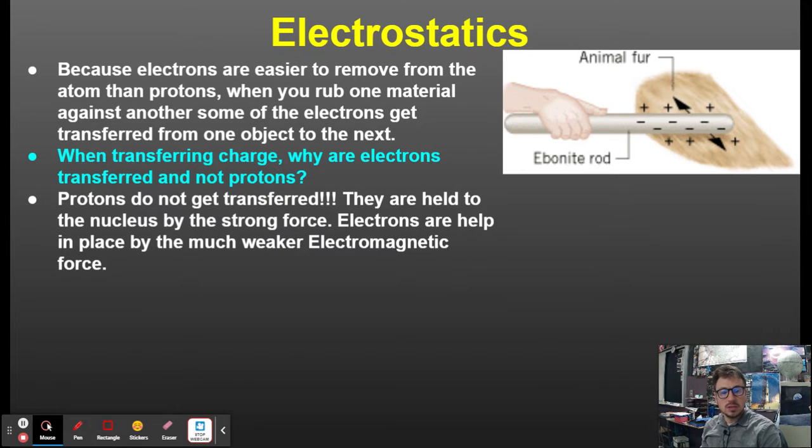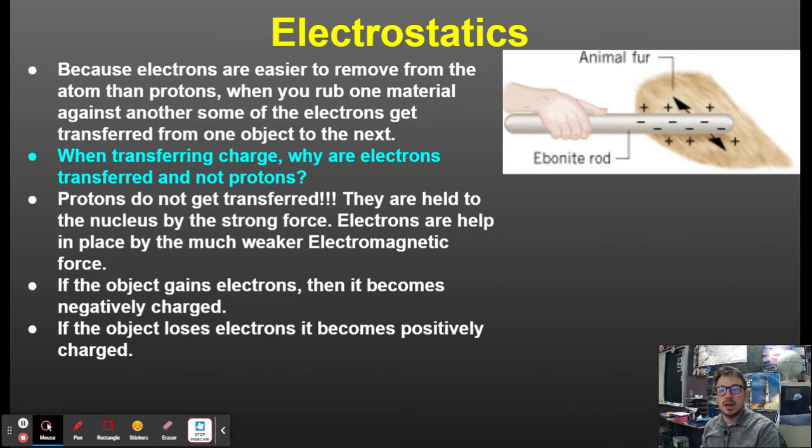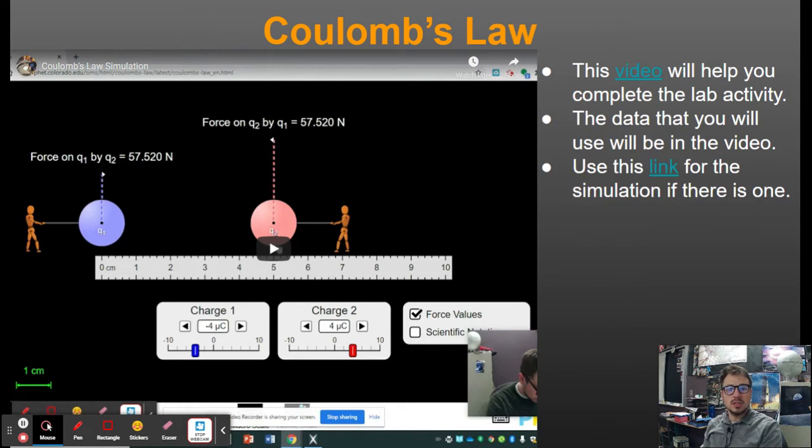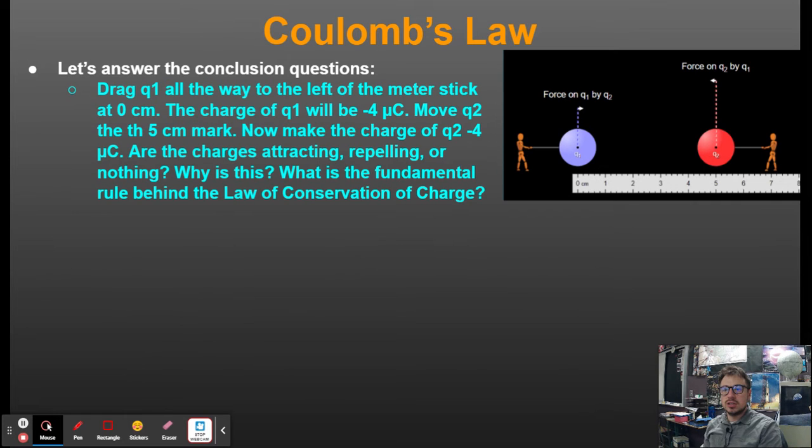The movement of electrons, and the reason why electrons move is because they're held to the atom by the electromagnetic force, and the protons are held in place by the much stronger force. So when we're talking about transferring of charge, we're talking about the transferring of electrons. So now we're going to start to measure the force, the electromagnetic force, and we're going to talk about Coulomb's law. So this is a simulation that you can do.